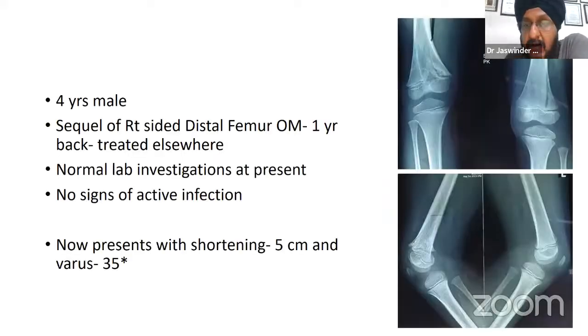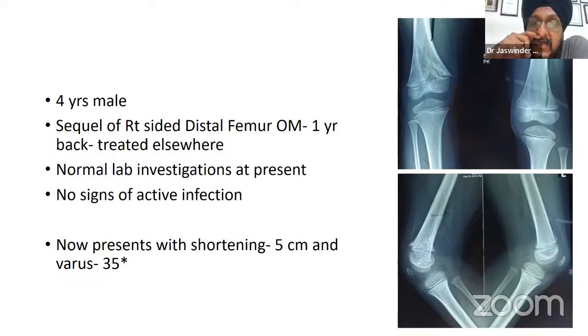This is a case of sequel of distal femoral osteomyelitis. In 2020, during the COVID time, this patient presented to us. He was 4 years old at presentation and had a history of osteomyelitis, that is, there was some infection around the knee, which was treated conservatively. The X-ray showed features of osteomyelitis. So it was treated conservatively 1 year back.